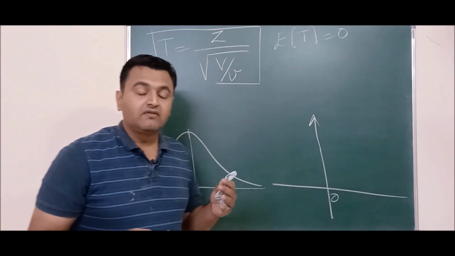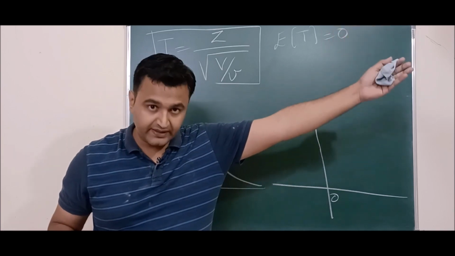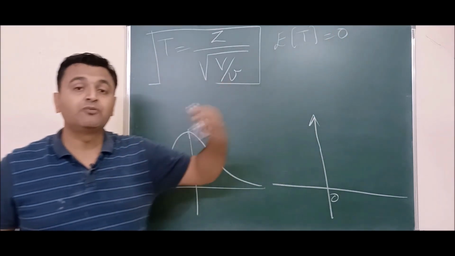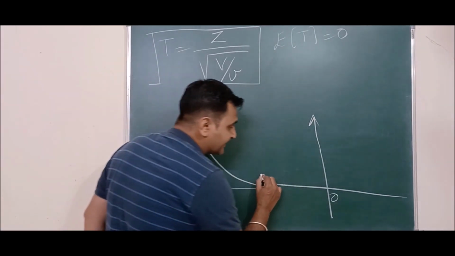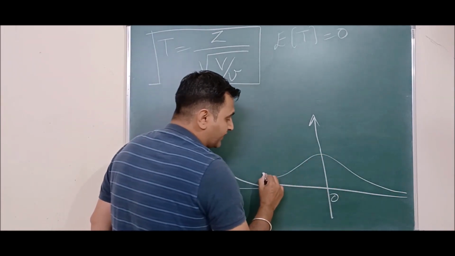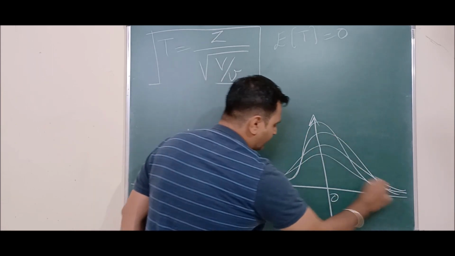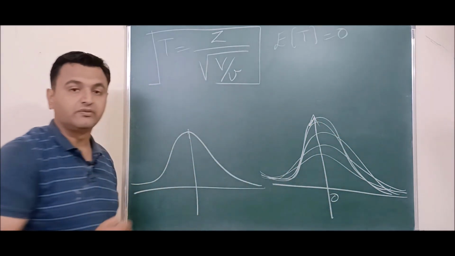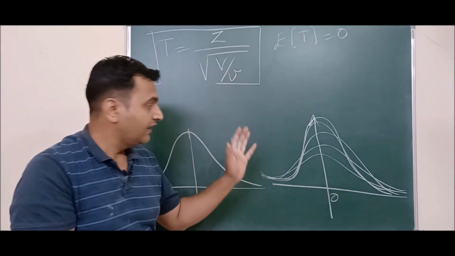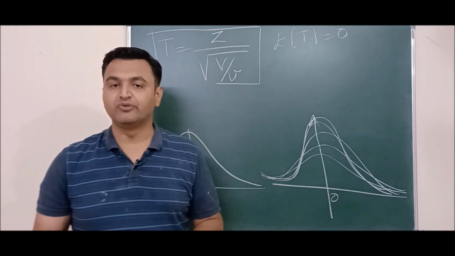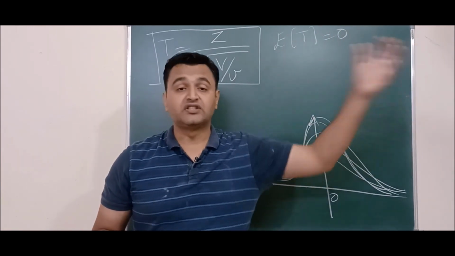Now, as I said earlier, once you take larger and larger sample size, your sample standard deviation will approach the population standard deviation. So as your degrees of freedom keep on increasing, your curve will keep on approaching the standard normal distribution. For smaller sample size, you may have larger tails, but as the sample size keeps on increasing, the t distribution curve will approach the standard normal distribution. So for smaller degrees of freedom, you have a broader tail, and as the degrees of freedom keep on increasing, your t distribution will approach the Z distribution. The reason being, the sample standard deviation will come closer and closer to the population standard deviation.